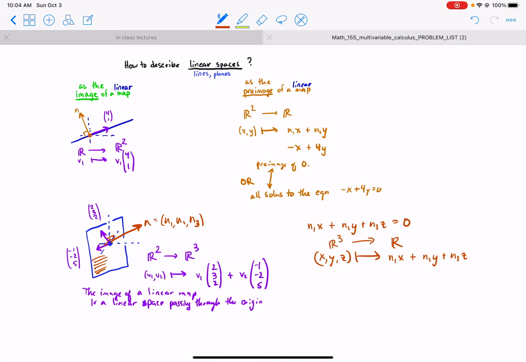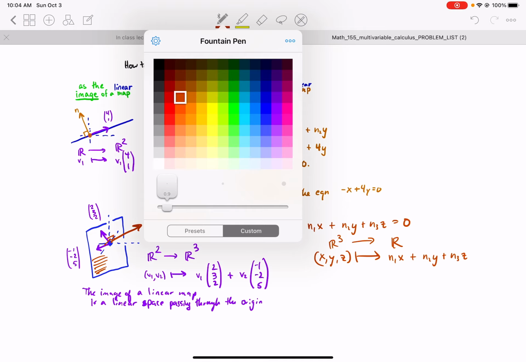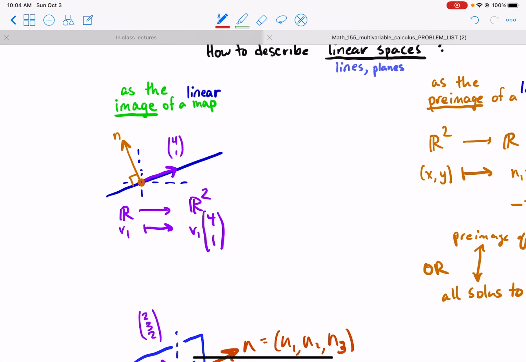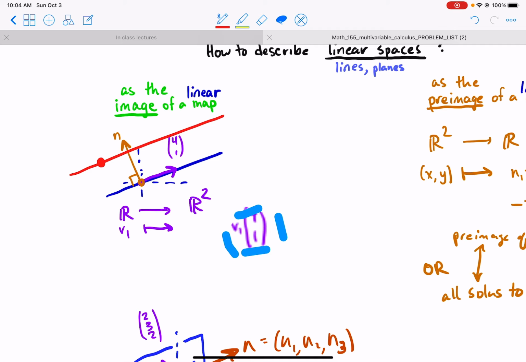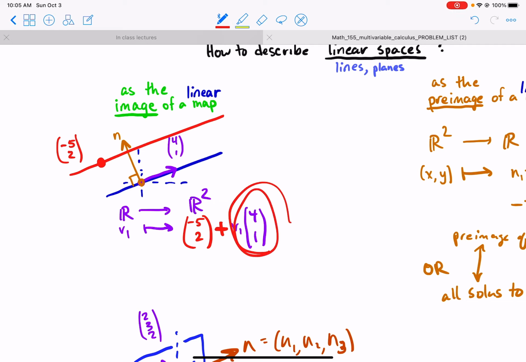Now there's one more thing. What if we want to shift our line off the origin? So what if we wanted this, not this line, but this red line over here, parallel? Well, then we just need a point on that line. And what we do is we just take our formula and we start it at that point. Let's say this is the point -5, 2. Then we start at -5, 2, and we add the linear combinations of vectors in that line. And so this is just a shift.